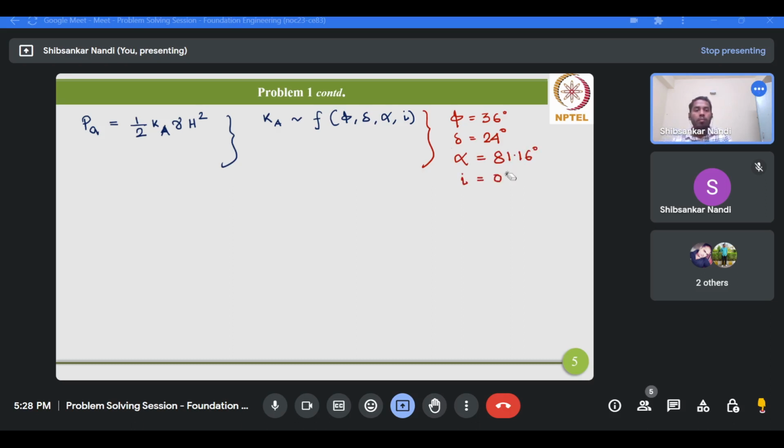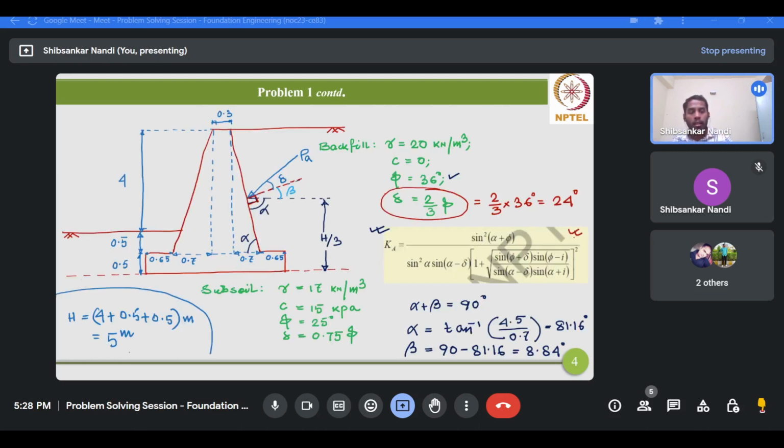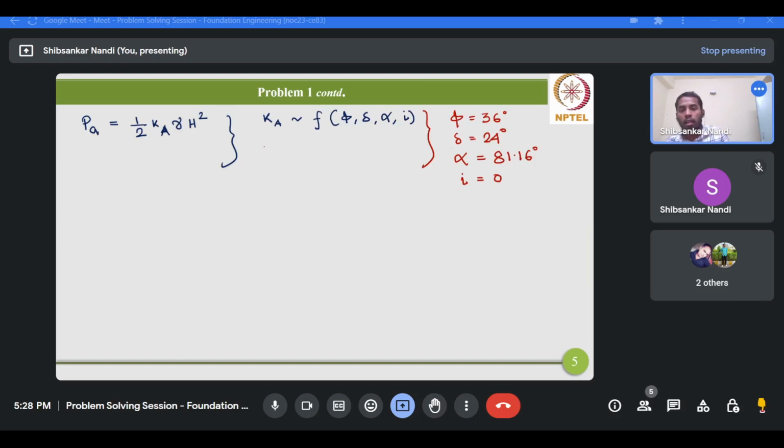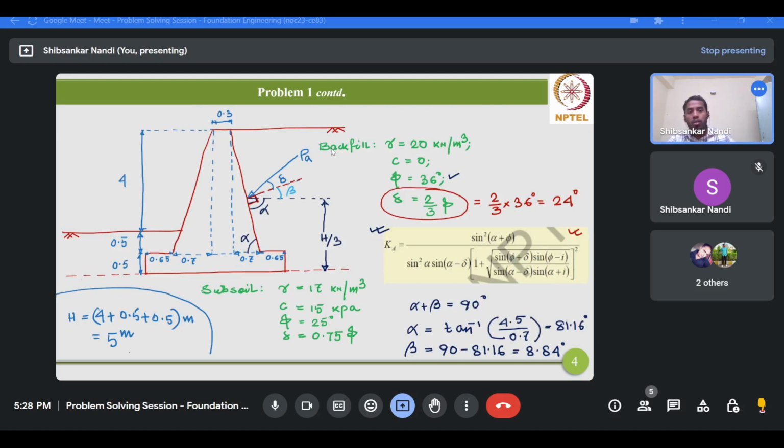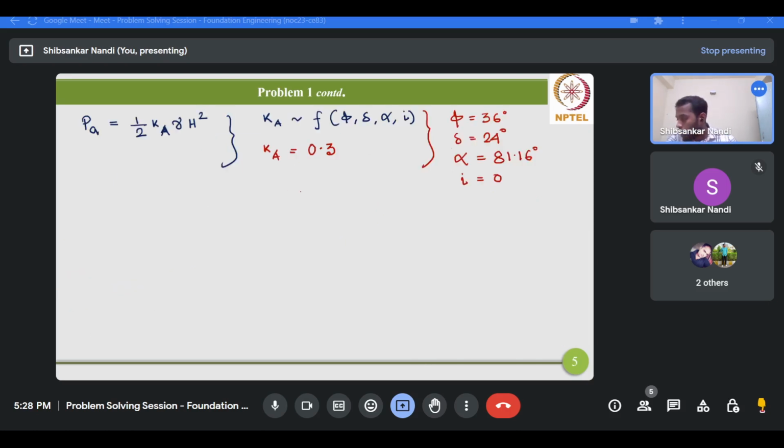Now substitute these values in this expression of K, so you can easily get the value of K. I hope this value would be something like 0.3. Can you please substitute these values in this expression and let me know whether you are getting the same value or not? I am getting the K value as 0.3. So can you please let me know?